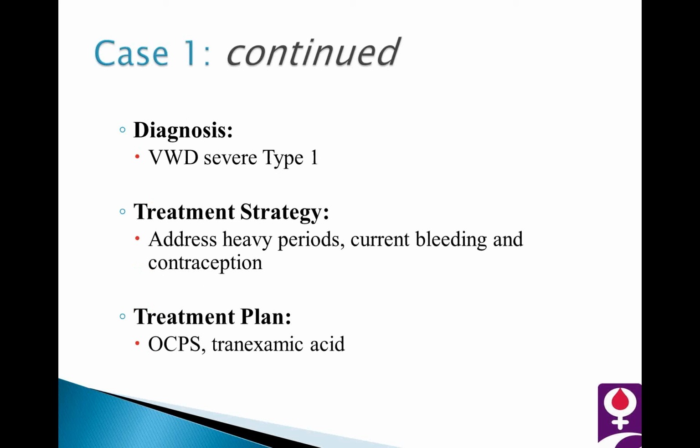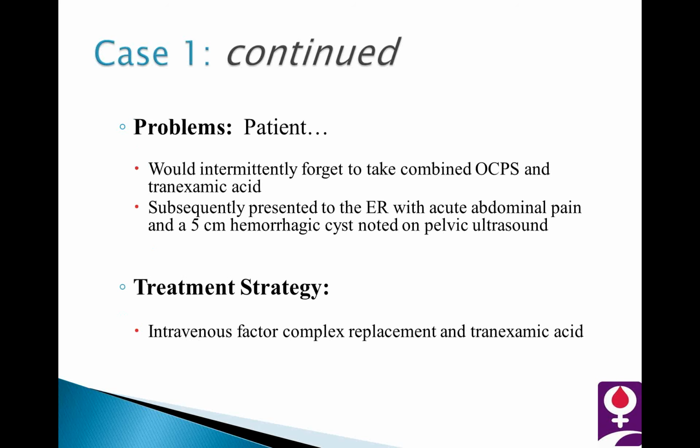Ultimately, in conjunction with our hematology colleagues, a diagnosis of von Willebrand disease, severe type 1, was made. And our treatment strategy addressed several things. We wanted to help address her heavy periods, her current bleeding episode, and provide something for contraception, knowing that she was a sexually active adolescent. So our treatment plan involved oral contraceptive pills and tranexamic acid for breakthrough bleeding events. Unfortunately, sometimes it takes a few times for adolescents to get used to taking oral contraceptive pills, and so not surprisingly, our patient would intermittently forget to take combined oral contraceptives and her tranexamic acid for breakthrough bleeding.